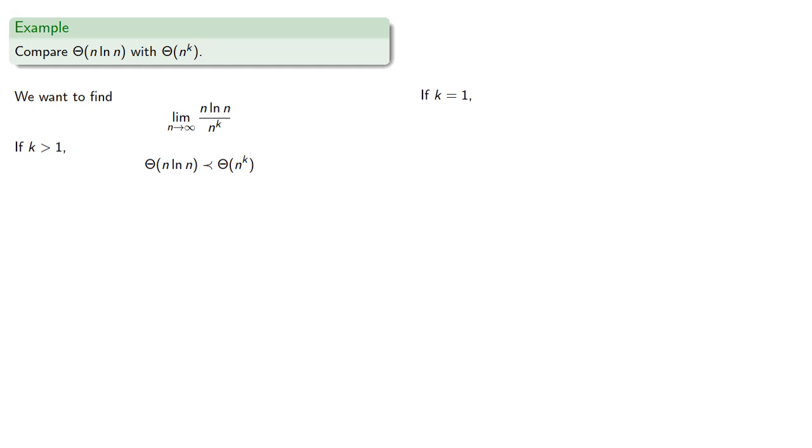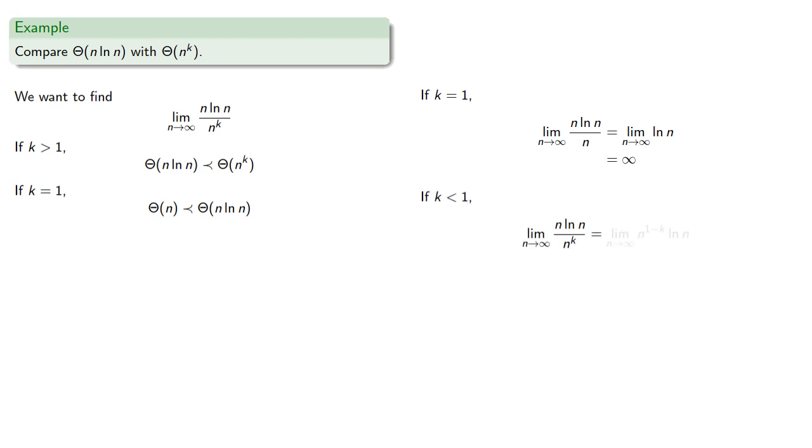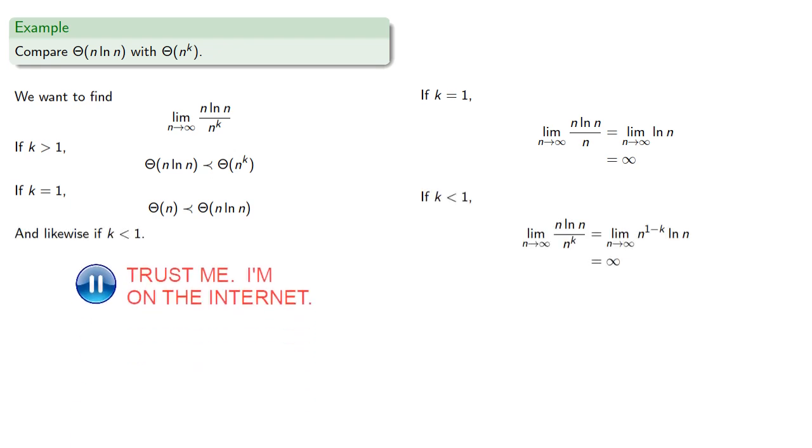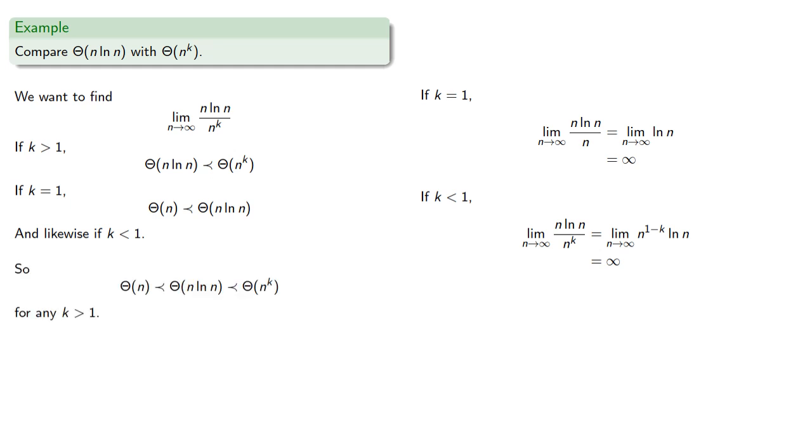On the other hand, if k equals 1, the limit as n goes to infinity of the quotient will be, and so that tells us that the order of n is less than the order of n log n. And likewise, if k is greater than 1. And so that tells us that the order of n log n is between the order of n and the order of n to the k for any k greater than 1.